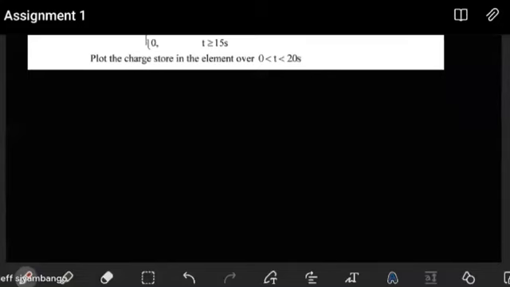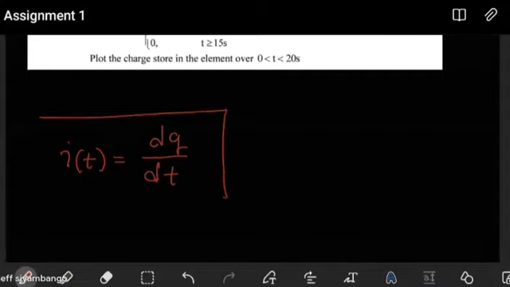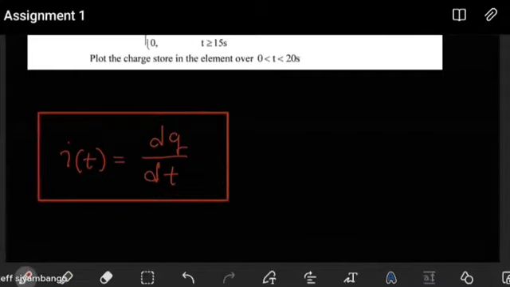Well, in terms of the things that you need, firstly, you need to remember the definition of current. Current is just the rate of flow of charge with respect to time. So this is going to be fundamental in solving what we're dealing with.